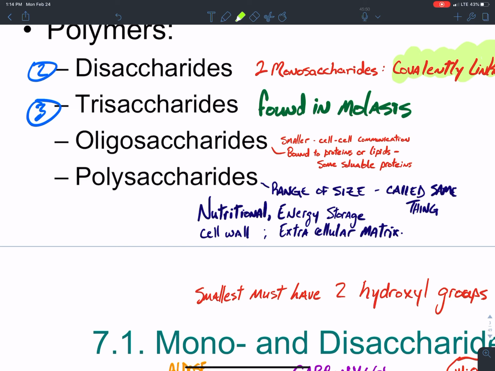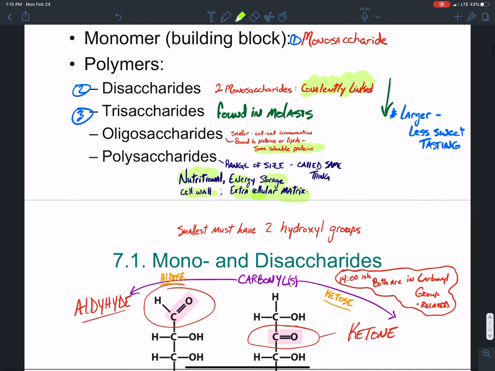They work more for cell-to-cell communication. They're bound to proteins or lipids and some soluble proteins. I didn't understand that statement. Polysaccharides, they range in size. Some are really small, some are really large, but they're all called polysaccharides because they're just more than 3, I suppose. And we see those as useful in nutritional energy storage. We have the cell wall, and we're kind of repeating that extracellular matrix.